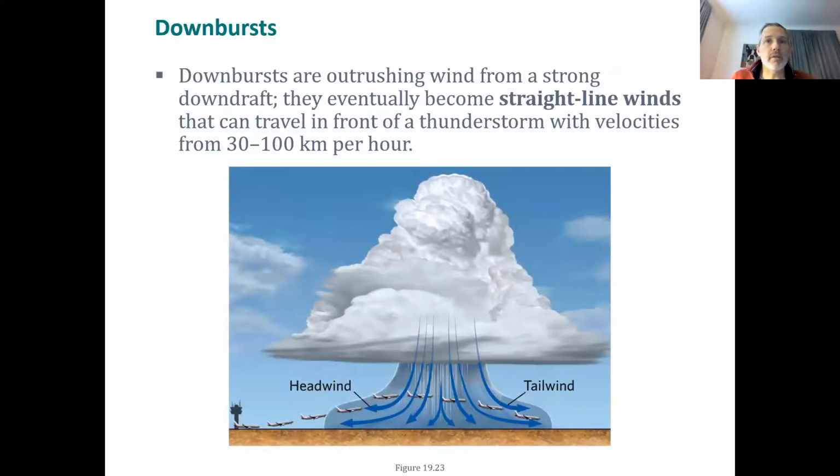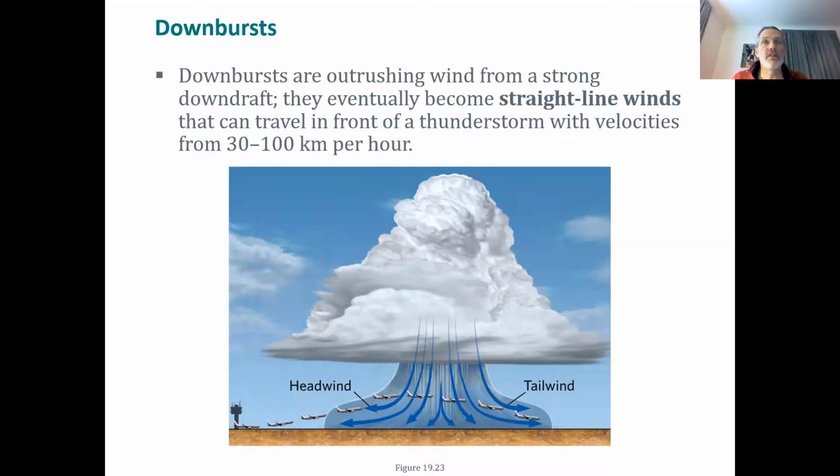When we start looking at microbursts, or excuse me, downbursts, they are very strong outrushing of strong downward moving air. And so when the air is moving down, it's going to hit the ground and can't go further down anymore. And so as a response, it's going to be going in all directions away from a dissipating thunderstorm. And so this can be somewhere between 30 and 100 kilometers an hour, so about 60 miles an hour tops. But it's going to create these straight line winds.